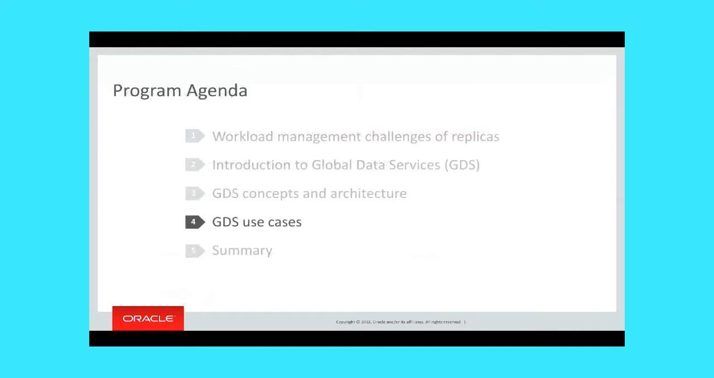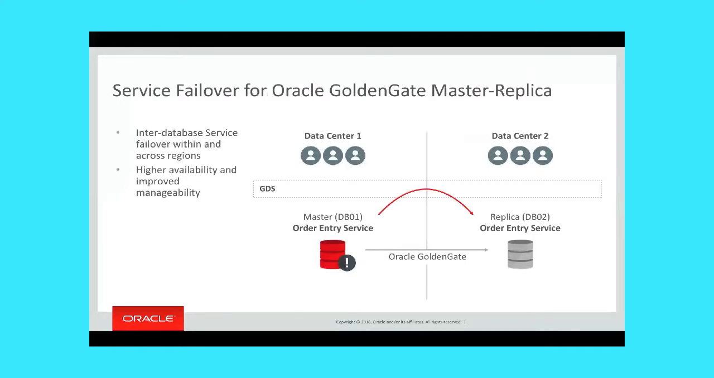Now what we're going to do is talk about the use cases. So far we touched on what the challenges are, how GDS addresses those challenges. We talked about the concepts and architecture. We talked about how to do a deployment for GDS configuration. We also talked about the application modifications to get the GDS intelligence. Now we'll go into the use cases part.